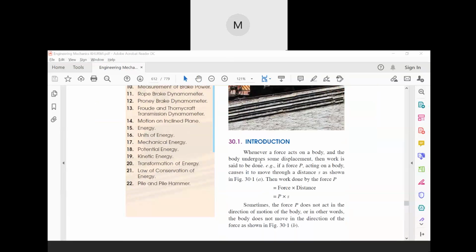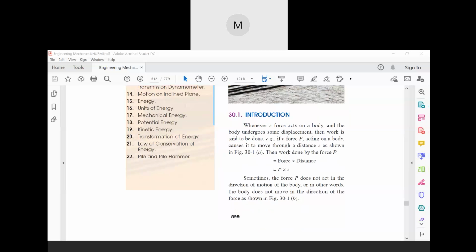First of all, that day we discussed what is work, what is power. So work done is what? Force into distance. Whenever a force acts on a body, and the body undergoes some displacement, then work is said to be done, and because of that you get the work done. So this was the expression.